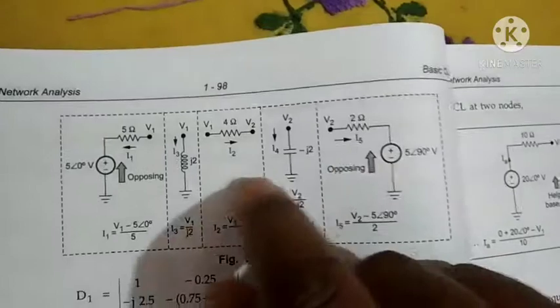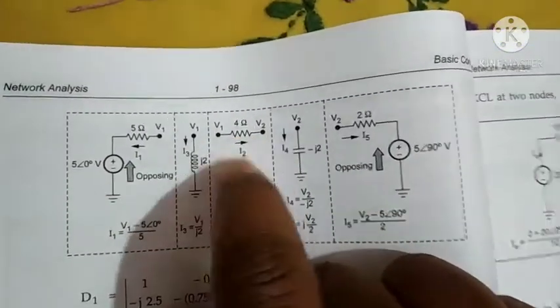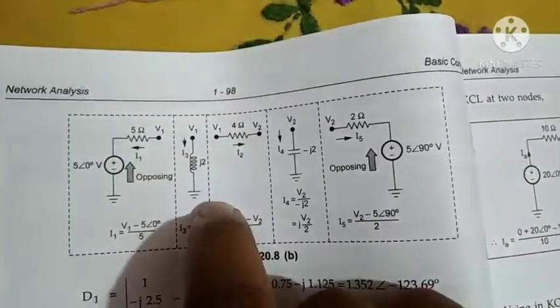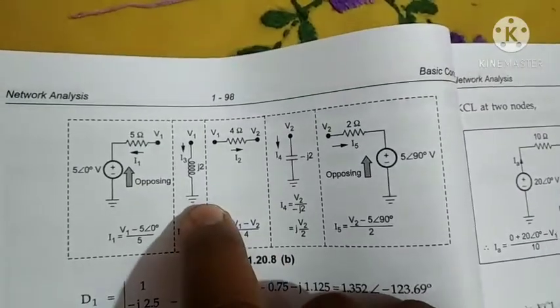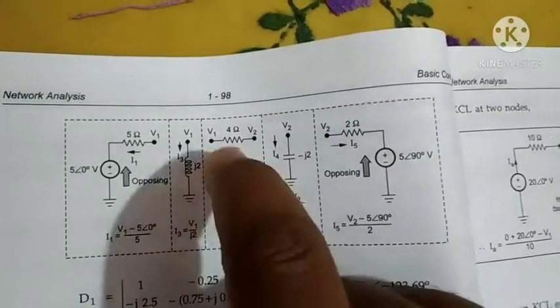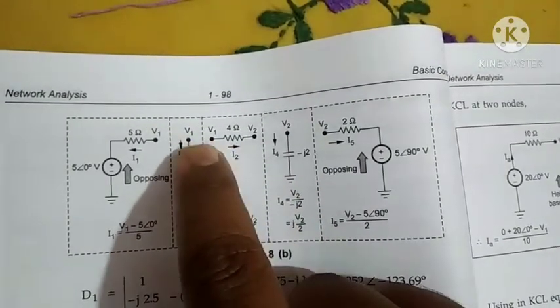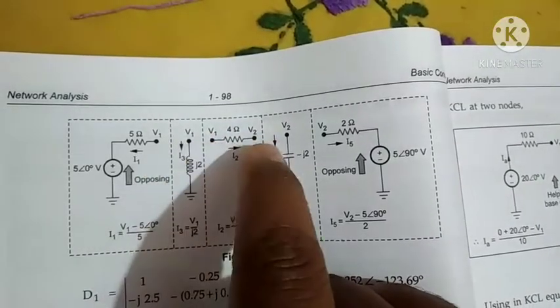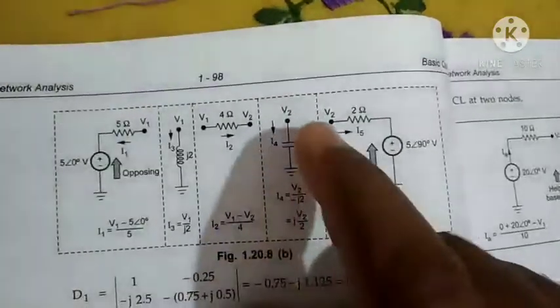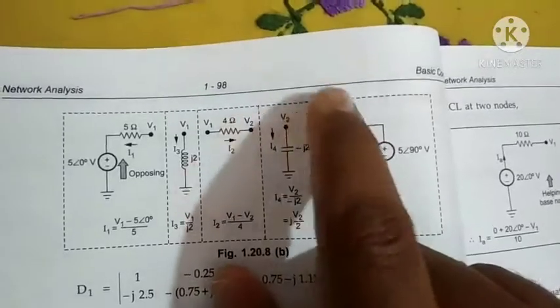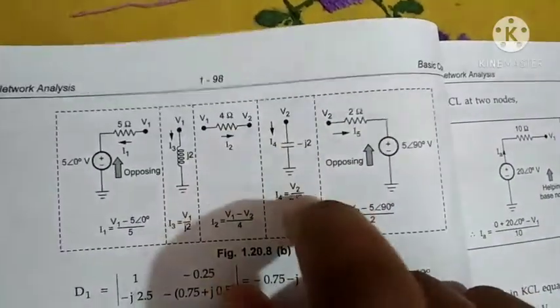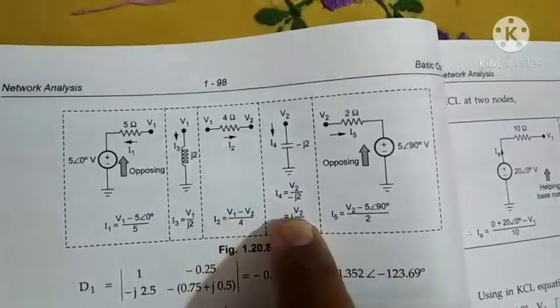Next is I3. I3 is moving from V1 to ground. So I can take V1 minus 0 divided by j2. Current I2 is moving from V1 to V2. So V1 minus V2 divided by 4. Current I4 is moving from V2 to ground. So V2 minus 0 divided by minus j2.